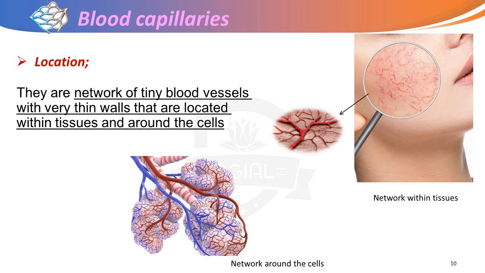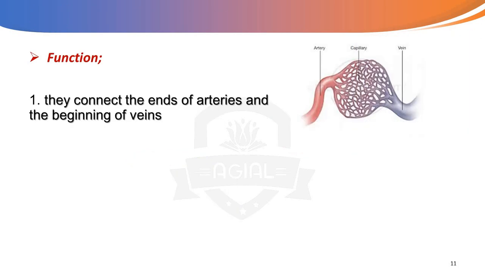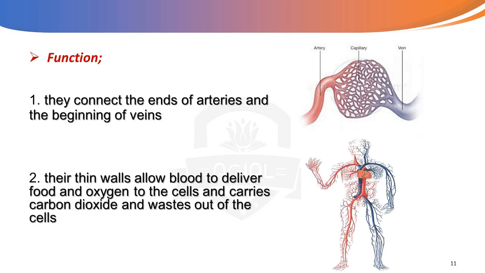So, the blood capillaries are located within tissues and around the cells. They connect the ends of arteries and the beginning of veins. Their thin walls allow blood to deliver food and oxygen to the cells and carry carbon dioxide and wastes out of the cells, like we said in the respiratory system.